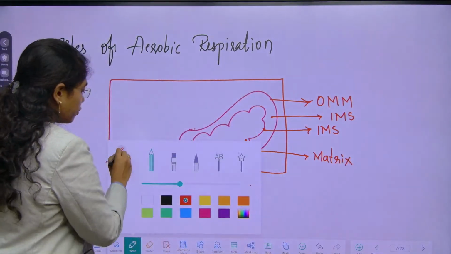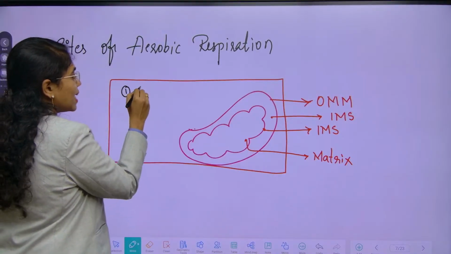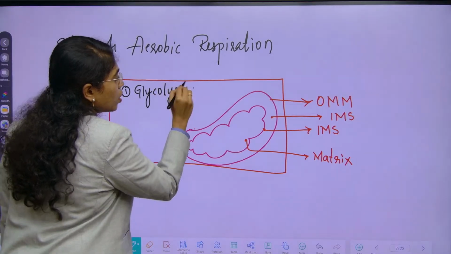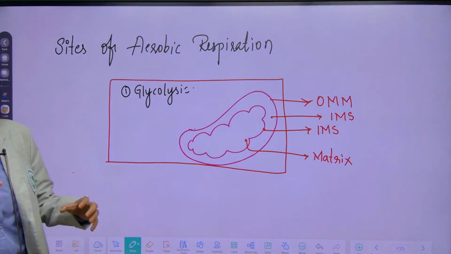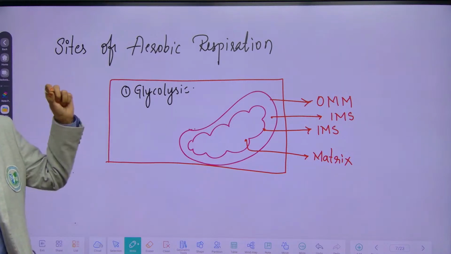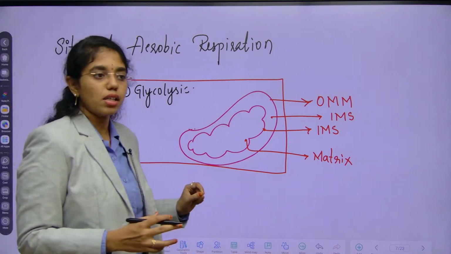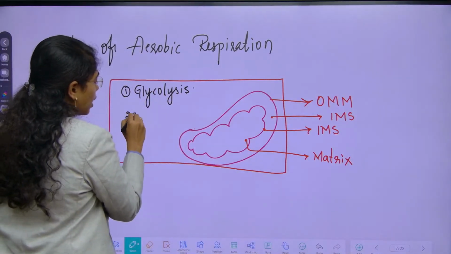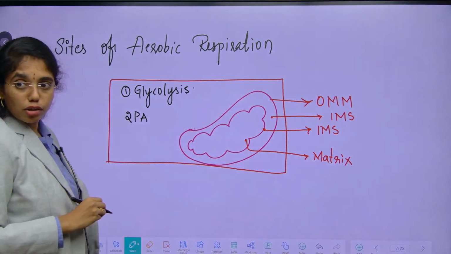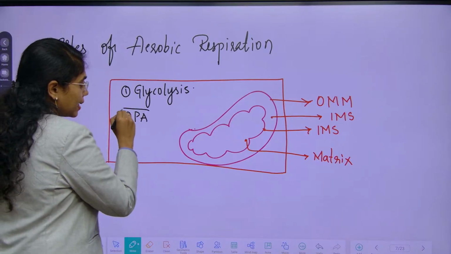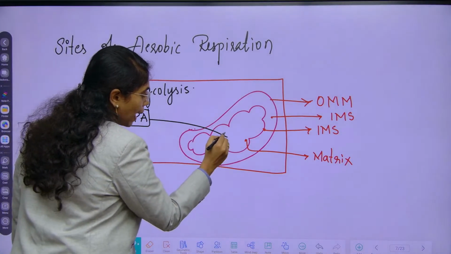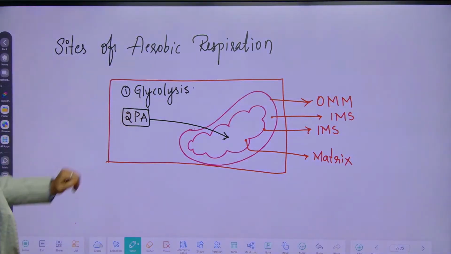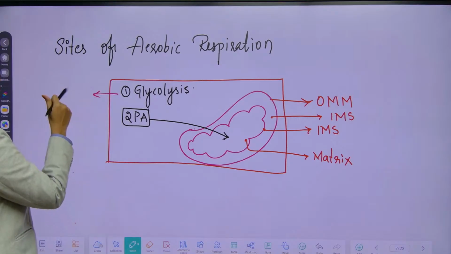So, here if you see the first step of respiration, what is that? Glycolysis. So, we all know that glycolysis is a 10-step process, begins with glucose, and the product of glycolysis is pyruvate, right? Two molecules of pyruvic acid are formed. These two molecules of pyruvic acid will directly land into the matrix of mitochondria. Okay. So, first step happening where? Inside the cytoplasm.